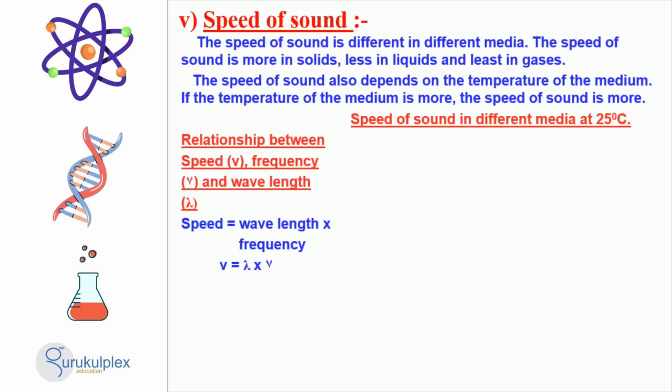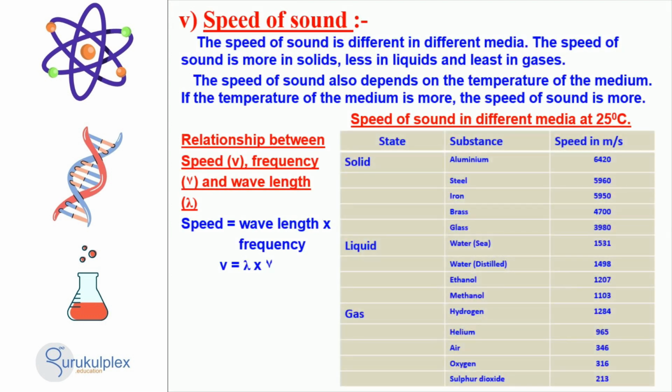At 25 degrees Celsius, solids generally have a higher speed of sound than liquids, which are faster than gases. Temperature also affects the speed of sound. When temperatures are higher, the speed of sound increases. The speed, frequency and wavelength of sound all have a relationship to each other, such that the speed of sound is equal to the wavelength of sound multiplied by its frequency. This can be seen in the table, which shows the speed of sound in various materials at 25 degrees Celsius, with solid materials having the highest speed, followed by liquids and then gases.